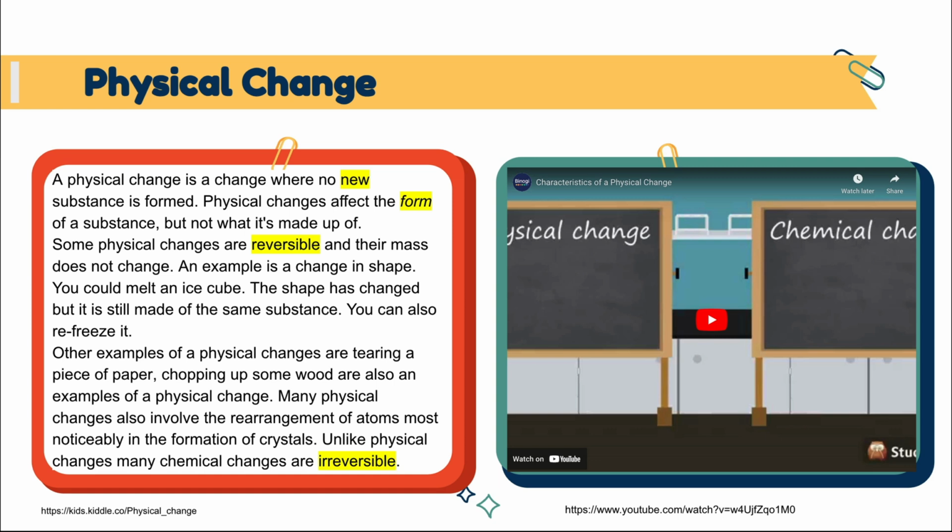You can melt an ice cube. The shape has changed, but it is still made of the same substance. You can also refreeze it. Other examples of a physical change are tearing a piece of paper and chopping up some wood.